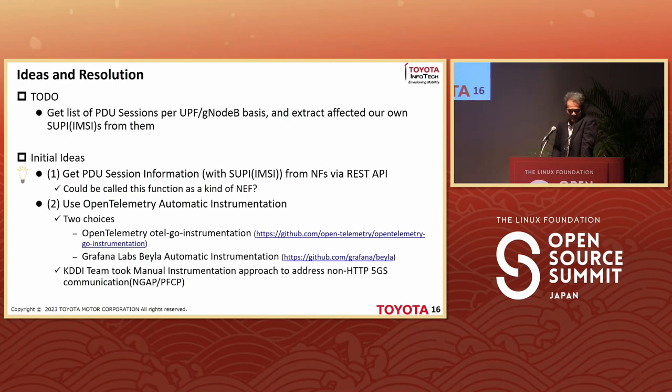Extract from them. And in order to do this, initially I had two ideas. One is, simply speaking, using REST API from the network functions defined in the 3GPP spec. And the second idea, if that doesn't work, is to use OpenTelemetry automatic instrumentation. And regarding the implementation of the tracer, I have two choices: one is from the OpenTelemetry upstream community, and the other is the Grafana Labs beta.